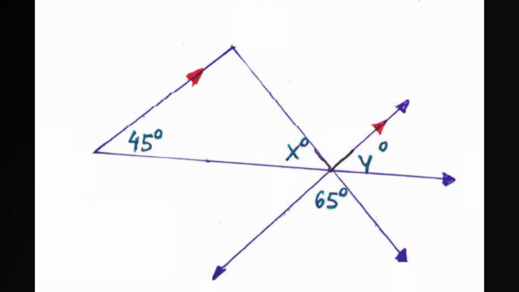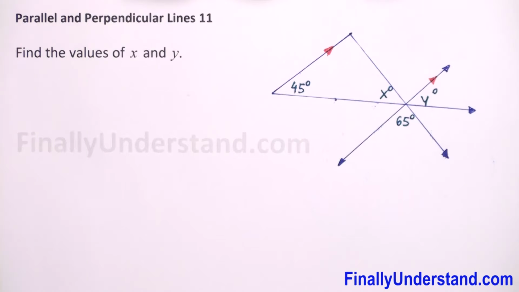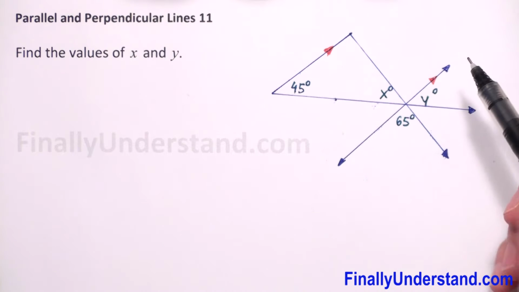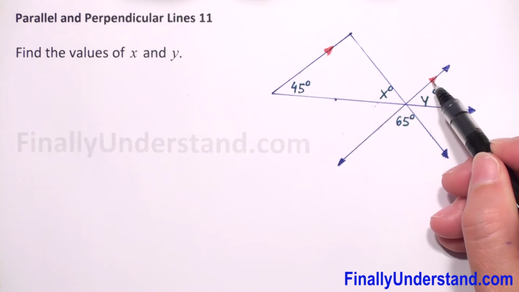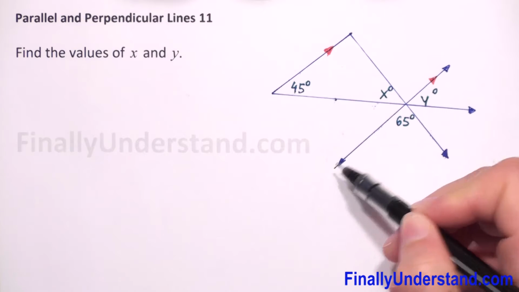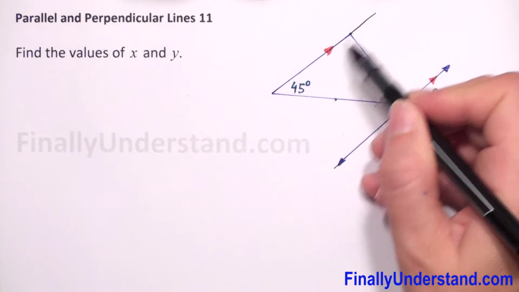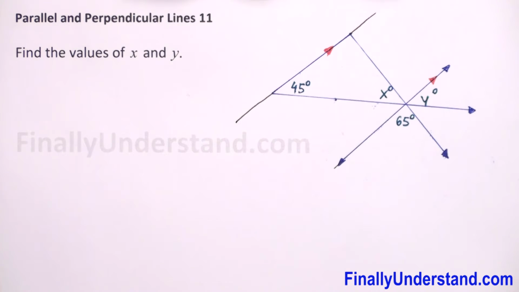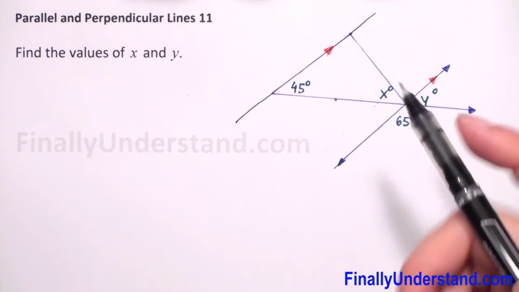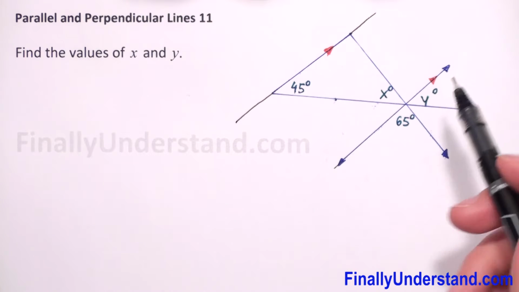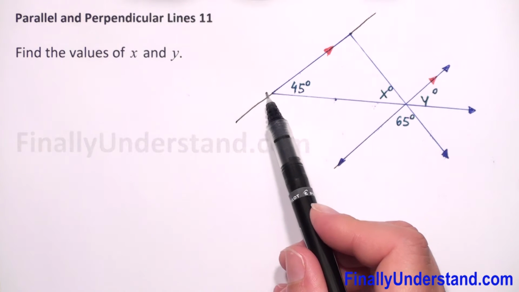We have to find values of x and y. We have given on this diagram two parallel lines. This red triangle means that this line is parallel. If you extend this segment, we have parallel line 2. And let's put that this is our transversal.